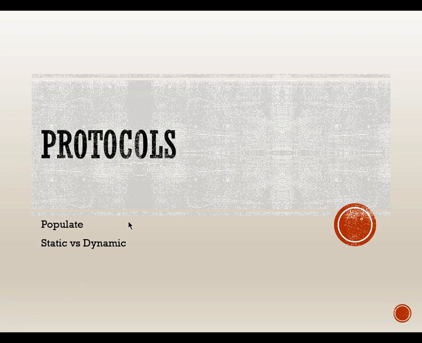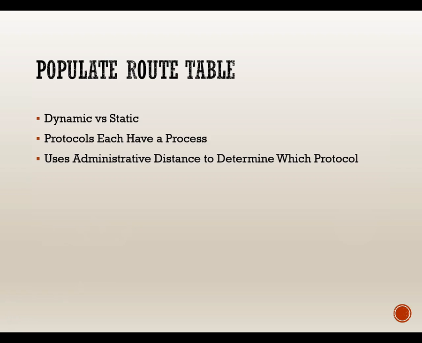Of course, static doesn't have a routing protocol, it's just a route. So to populate the route table, dynamic versus static here, the protocols each have a process, and then we talked about the administrative distance, and the administrative distance, as you remember, was how trusted is the route. So if we're using static routes, they're going to be the most trusted unless we change the administrative distance of that route, and that's when we get into a floating static. A floating static is going to be one that backs up a dynamic in case something happens to it.